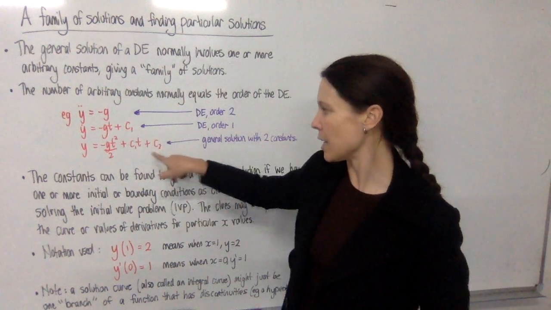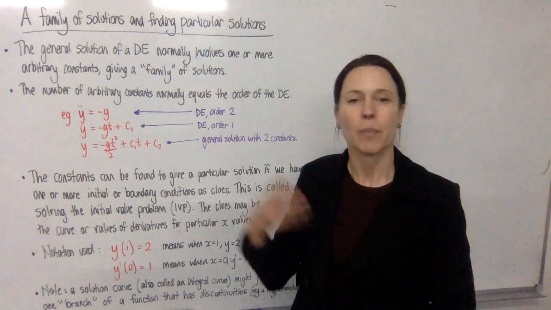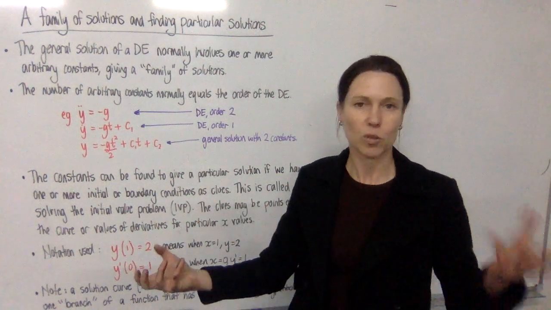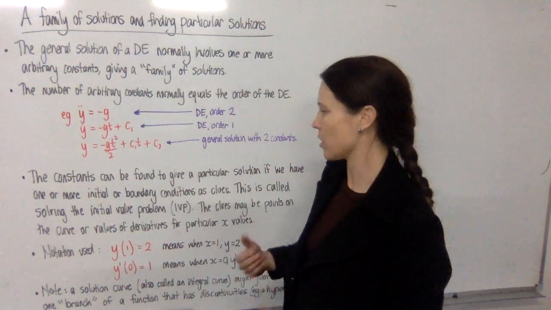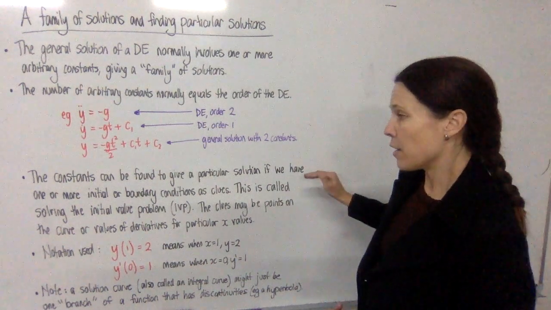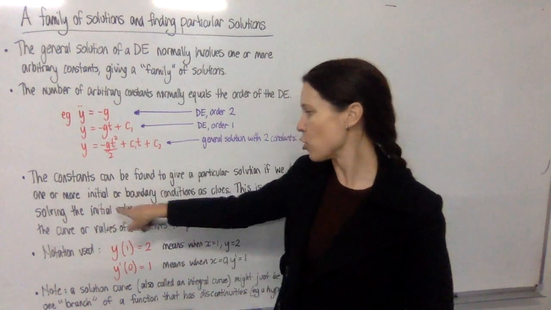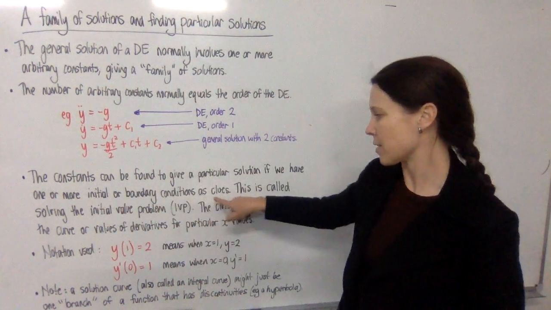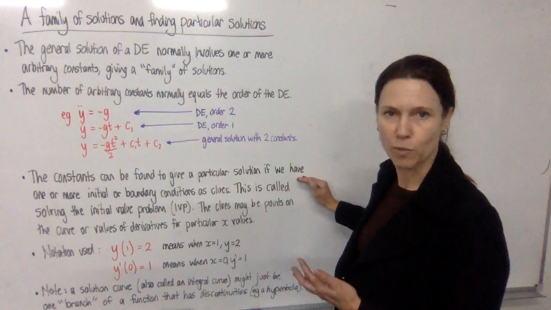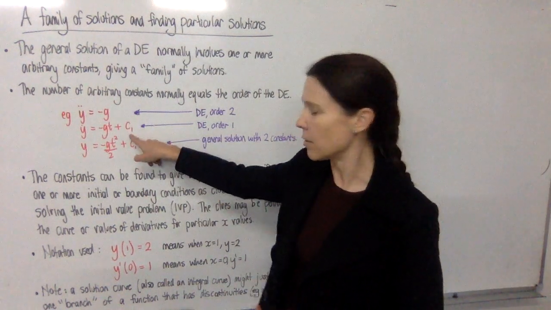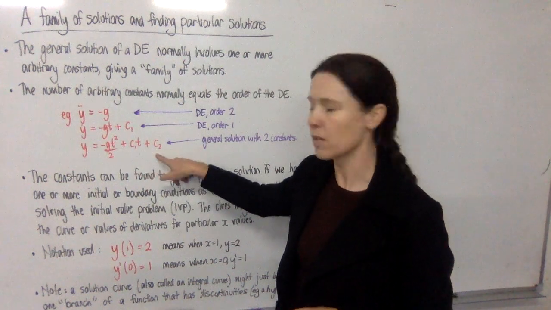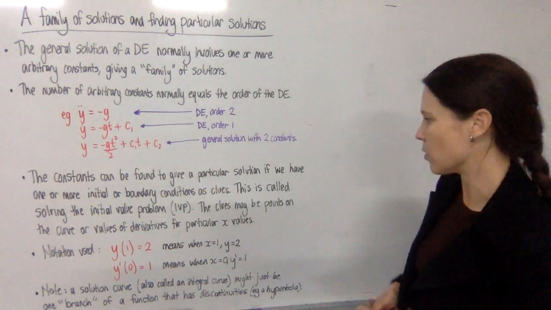We were able to lock in what our constants were based on some parameters like where the ball was at the beginning or how high it went. So we need one or more initial or boundary conditions as clues. Now, why have I said one or more? Well, if there's one constant, we need one clue. If there's two constants, we need 2 clues, and so on.